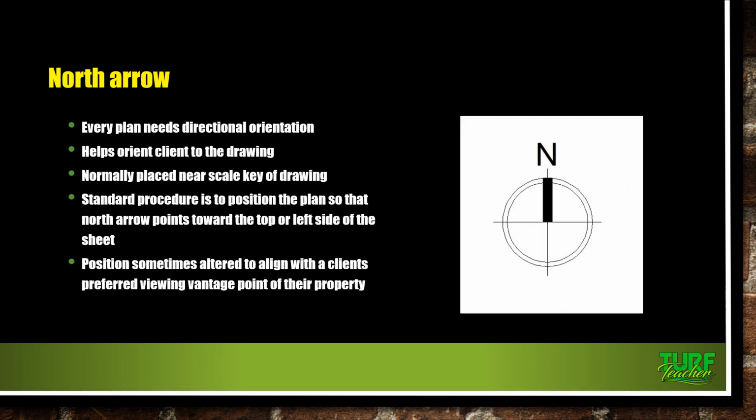The north arrow, every plan needs directional orientation, helps orient the client to the drawing, normally placed near the scale key of the drawing. I like my north arrow to be right beside my scale. Standard procedure is to position the plan so that the north arrow points toward the top or left side of the sheet. And then position sometimes altered to align with the client's preferred viewing vantage point of their property.